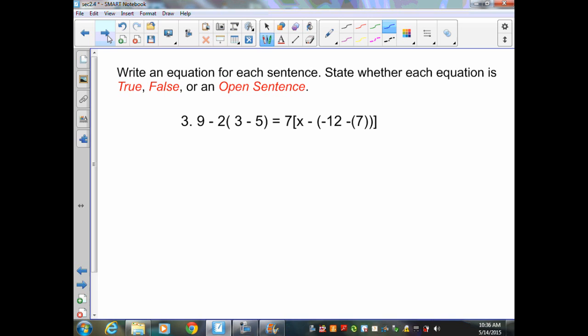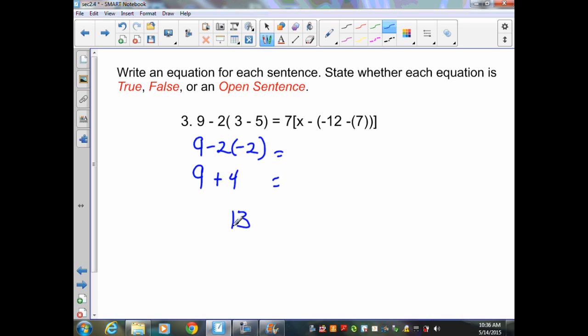It does not equal, therefore this is a false equation. One more of the true, false, and open sentences. 9 minus 2, work on the inside out, I get a negative 2. 3 minus 5, different sign, subtract, use the sign of the larger, gives me a negative 2. Bring down the equal sign. Continue working on the left side, 9. And here I have a negative times a negative, which is a positive 4, equals 9 plus 4 is 13.